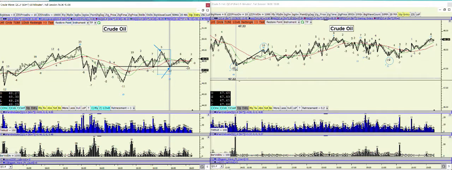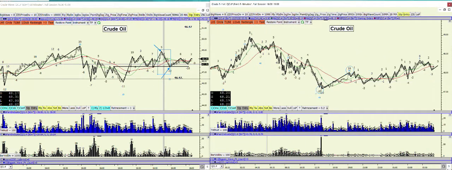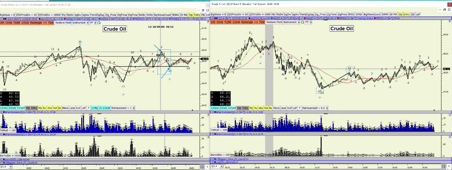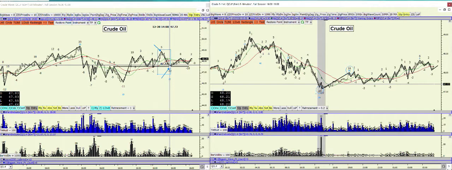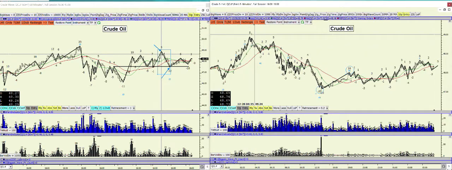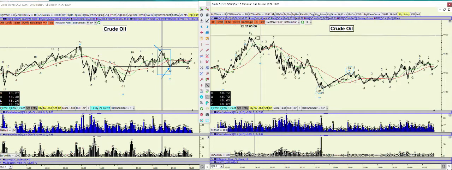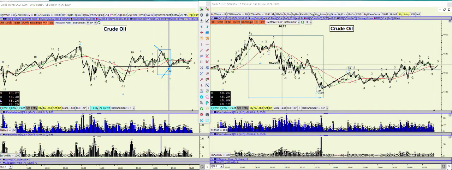So now we'll turn our attention to the 5 minute chart, because this chart with the boxes is an hourly. Remember, a swing on the hourly looks like a trend on a 5 minute. And that's what you get. This box is this whole thing.